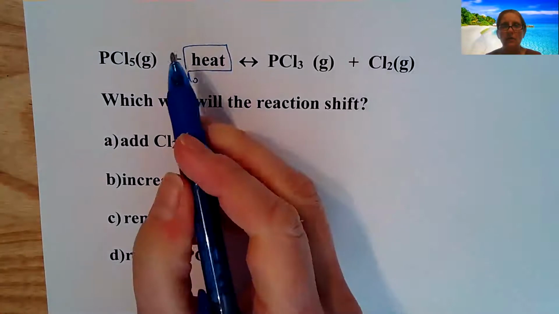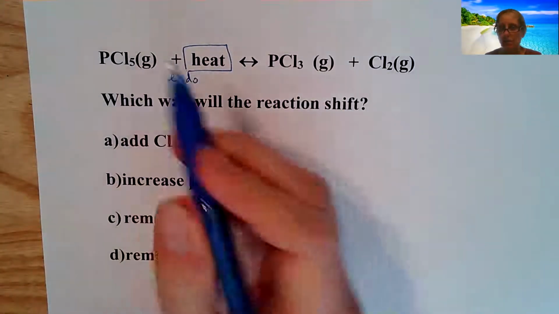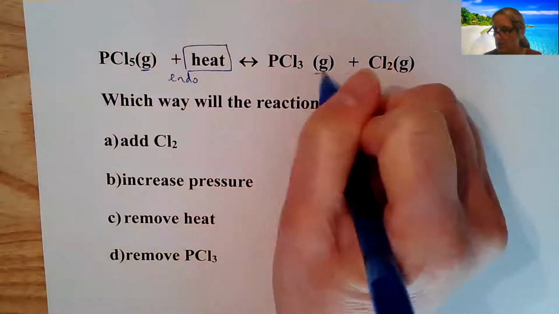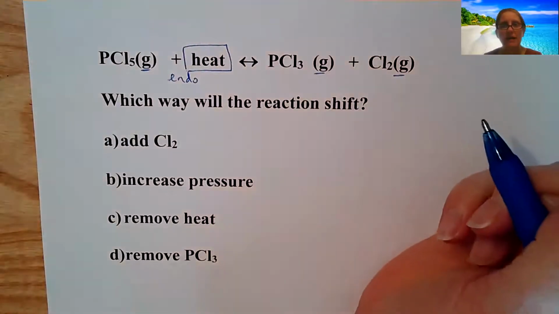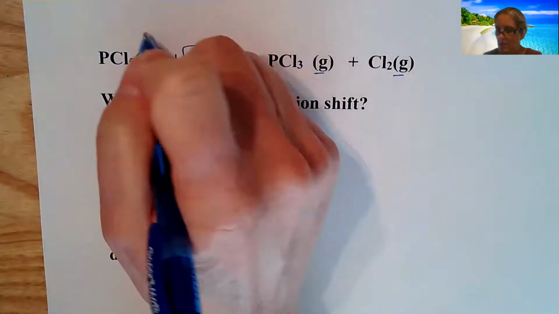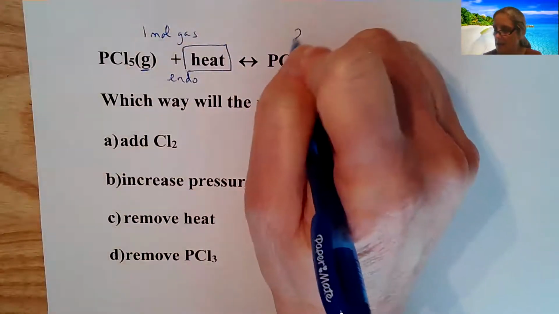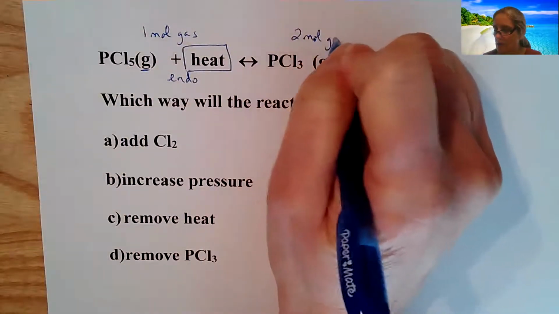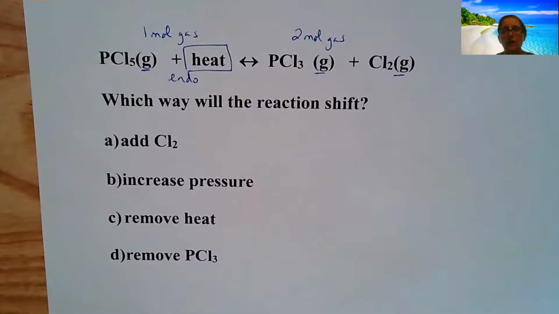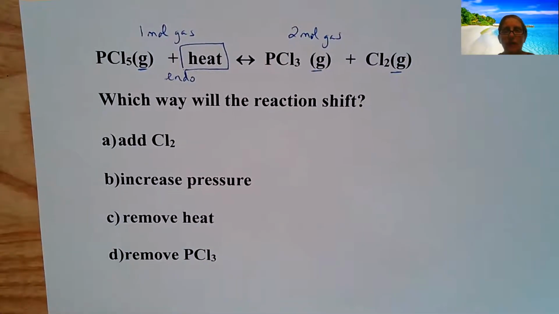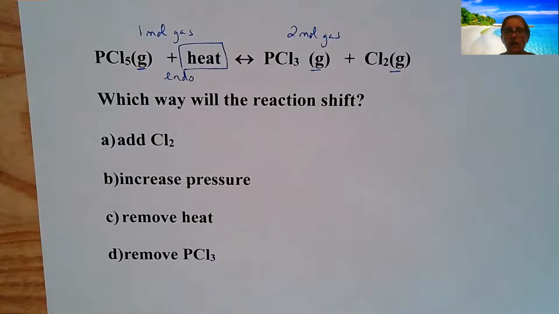The other thing I do when I look at a balanced chemical equation is I try to focus on states of matter. So I see that everything here is a gas. So on the left-hand side of my reactant side, I have 1 mole of gas. And on the right-hand side, I have 2 moles of gas. And the reason I do that is because if I have any change in pressure in my equilibrium, I could then look at that and know which side has more or less moles of gas.